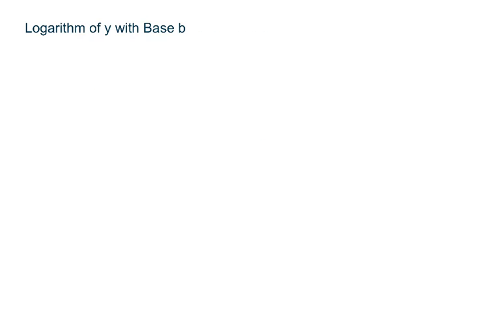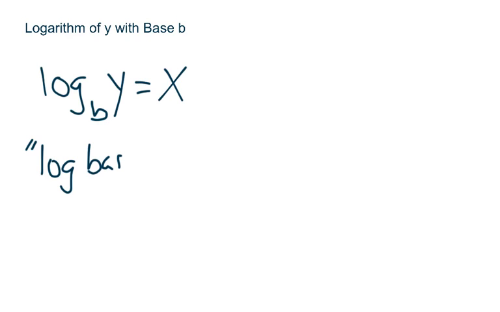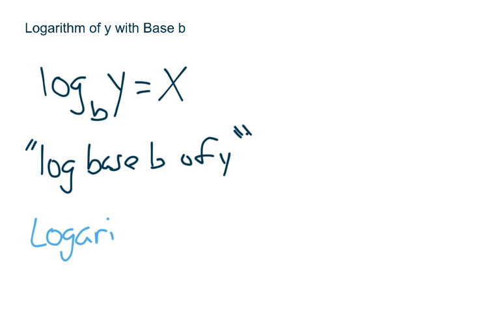Logarithm of y with base b. Here's how this is written. We have log base b of y is equal to x. How we say this: log base b, not of x, silly me, log base b of y, and that is equal to x. This is logarithmic form. Why is that important?